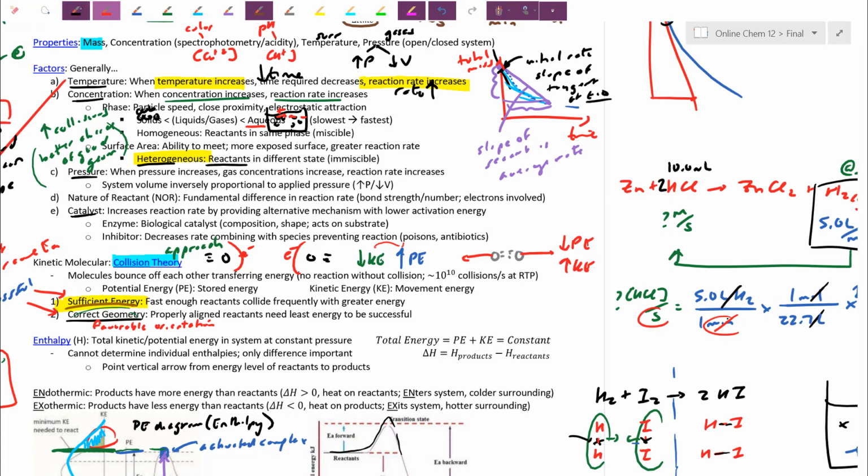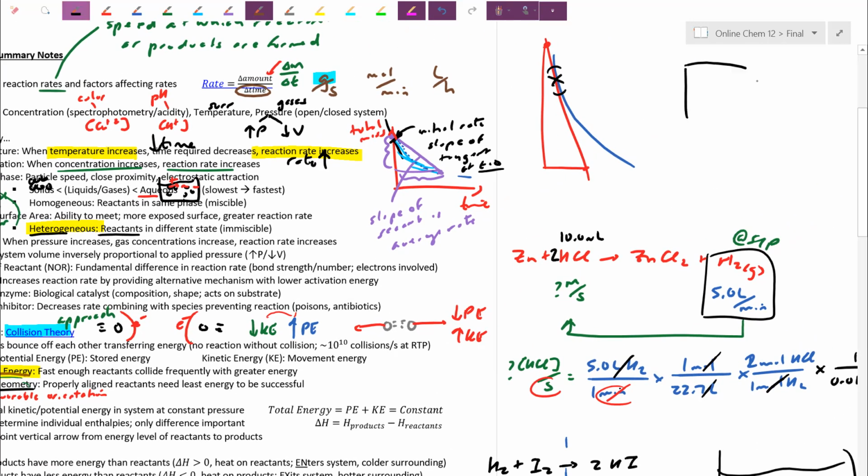Similarly for pressure and volume, I always think of pressure and volume as opposites. Let's start off with a big container, and let's squeeze the container into a really tiny container. Instead of having 5 particles in a big container, now I have 5 particles in a small container. They're in much closer contact, so there are going to be more collisions. More collisions means a better chance of good collisions, good geometry, and that's why it's going to be faster as well.